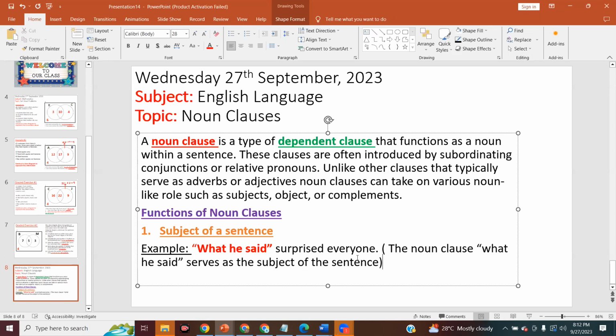So what is one function of a noun clause? It can serve as the what? Subject. As the subject of the sentence. Very good. China, give me one function of a noun clause.